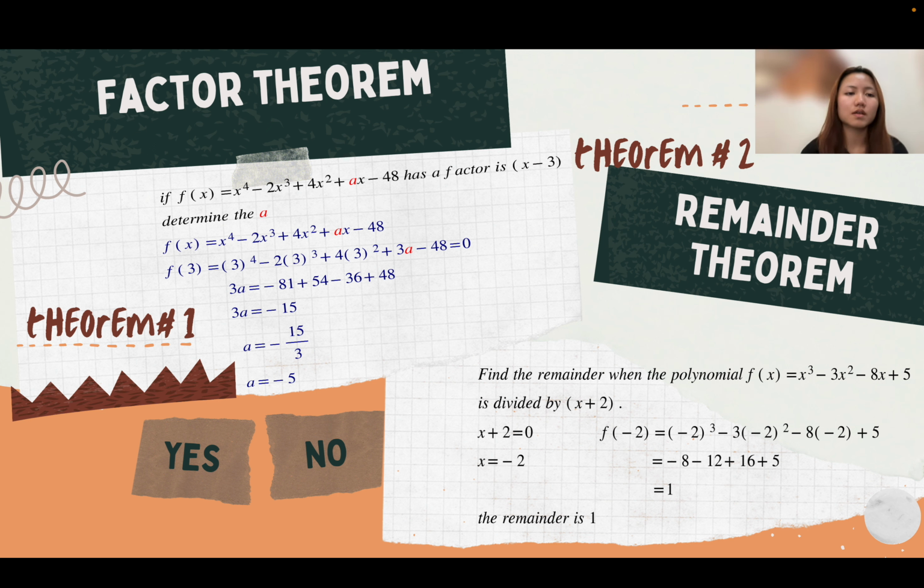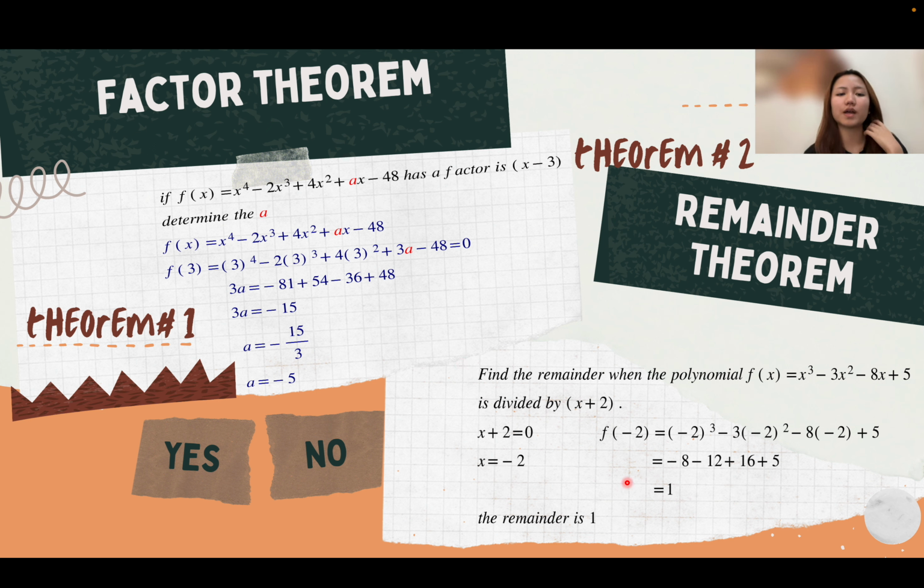And now we are going to talk about the factor theorem. Factor theorem means if f(x) equals x, this one is the question, they have a factor, it is x minus 3. Determine the a. They want you to find the a. So it means x is equal to 3. So you put 3 inside, and then you solve it to equal to 0 because it has a factor. So it's equal to 0, and then you can find out a is what number. This one is the factor.